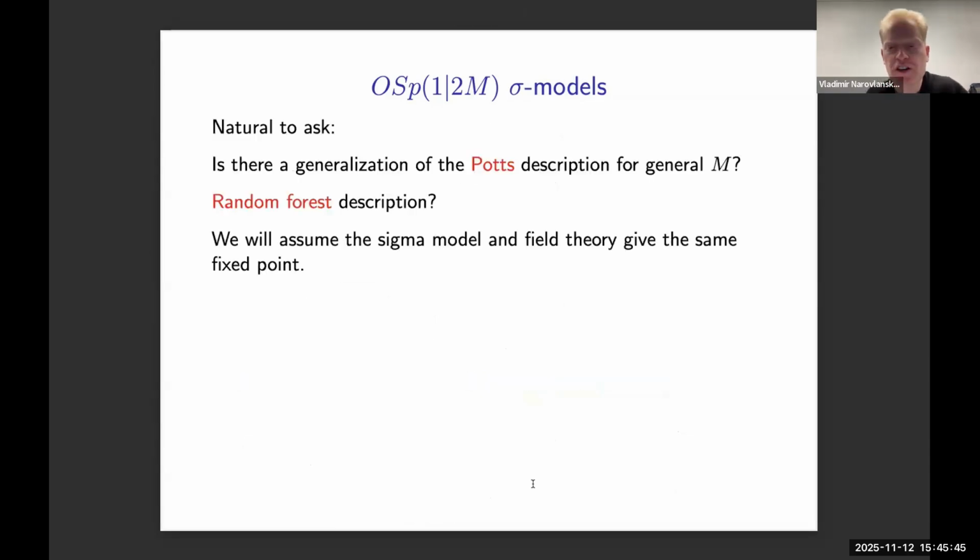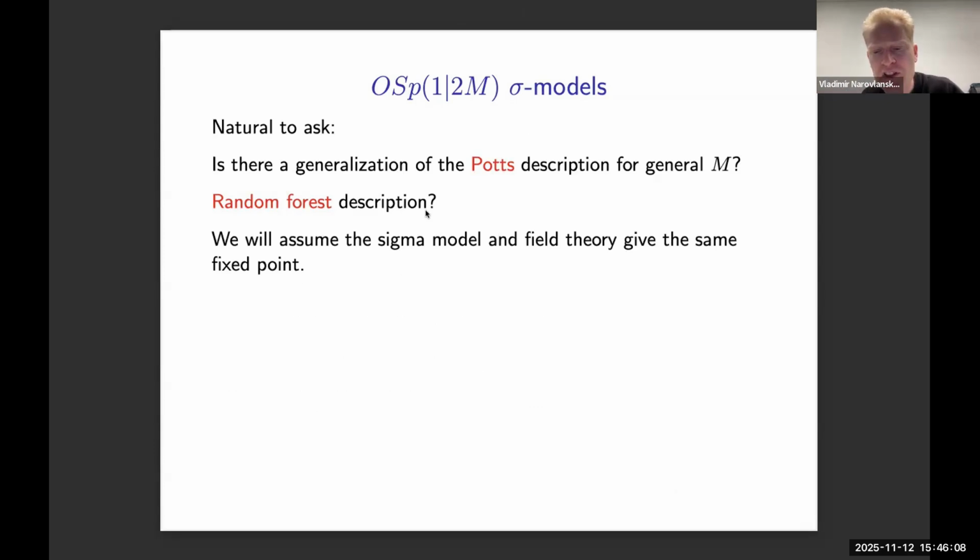Okay, so now it's natural to us. In the case of OSP(1|2m), basically the m equal to 1 case, we know that there is this very nice Potts description, a very well-known statistical system, and the random forest description. Is there anything like that also for general m? That's a very natural thing to ask, because then we can also study the system much better.